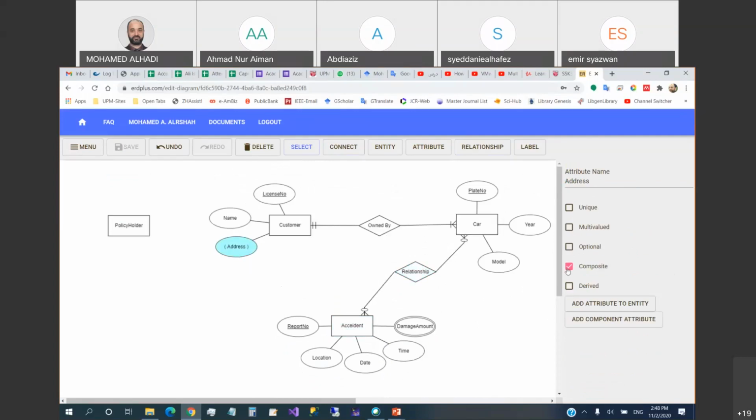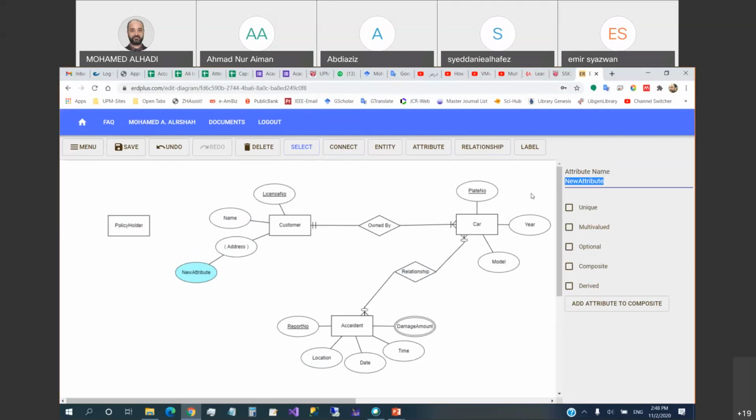Then for this one, once we hit the composite here, we see that a small button shows up on the right side, at the bottom. If we untick, it will be removed. If we tick, it will show up again. So here, if we want to add a component attribute for this composite attribute, then we click here, and we can see that we can insert another attribute.